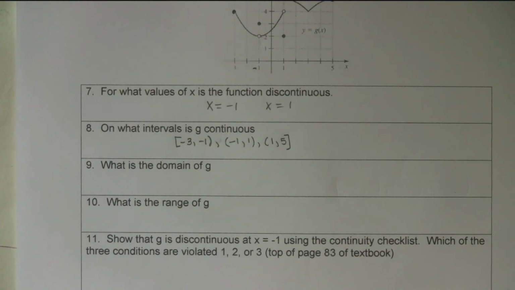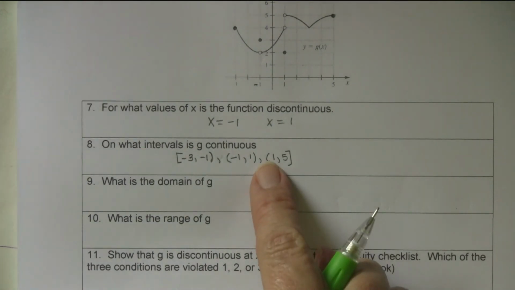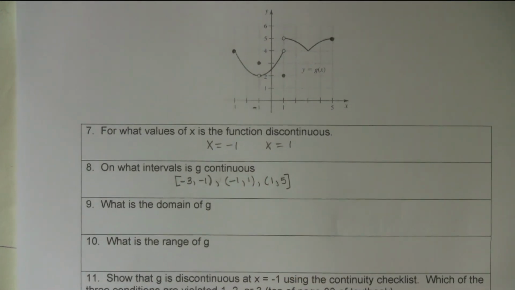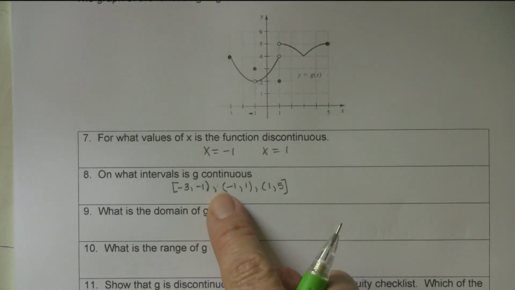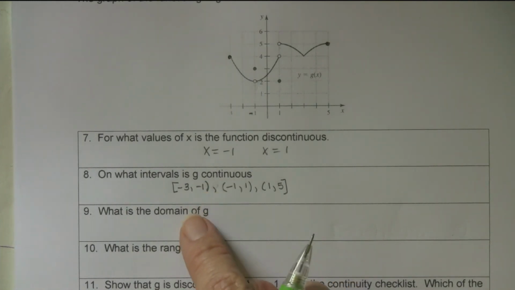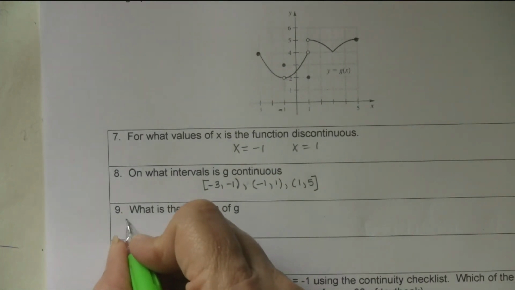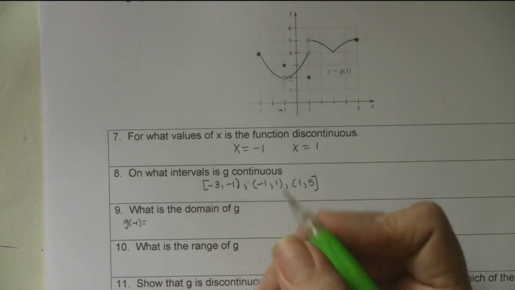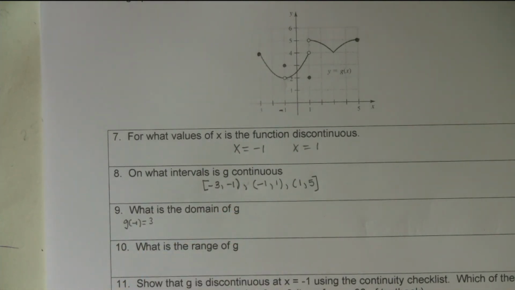What is the domain of G? Some people say, well, isn't it just the same? And the answer is, not always. Like we had a problem at -1. It wasn't continuous at -1, but is -1 in the domain? When you ask yourself if -1 is in the domain, can you find G of -1, or will you say it's undefined? Well, I see it's 3, so that means that -1 is in the domain.